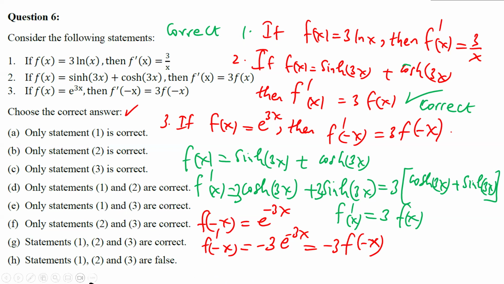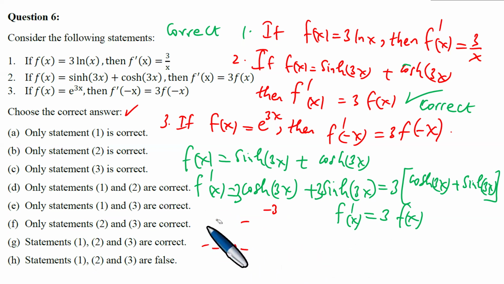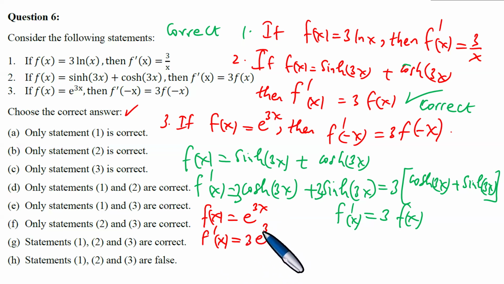Simultaneously, you can look at this differently. One way to look at it is to say you have f of x equals e to the power 3x. What is f prime of x? It is 3e to the power 3x. That is the derivative.